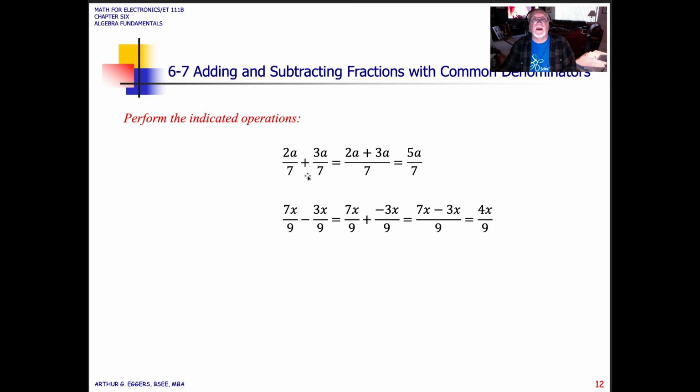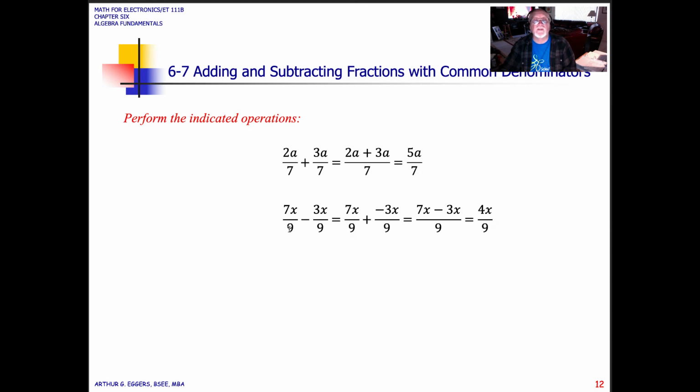In dealing with addition and subtraction, different story. We have to have a common denominator when we're adding. So in this case, this problem shows us that we do have a common denominator, 7. So we can combine the numerator, 2a plus 3a, and the common denominator of 7 to end up with 5a over 7.